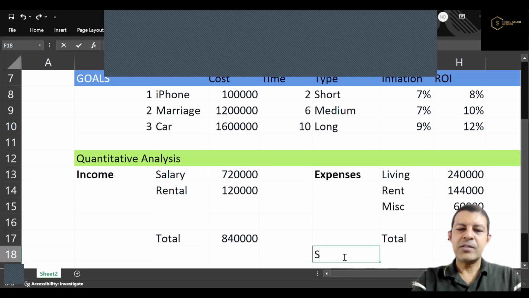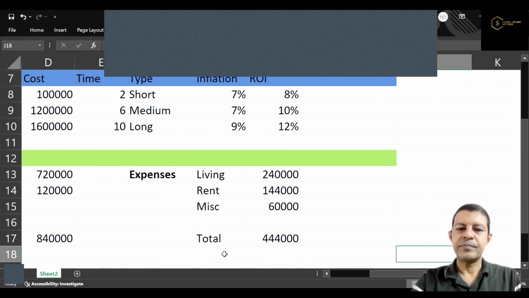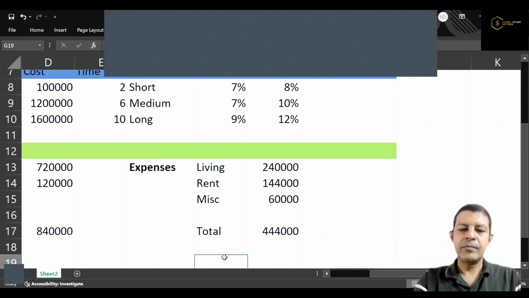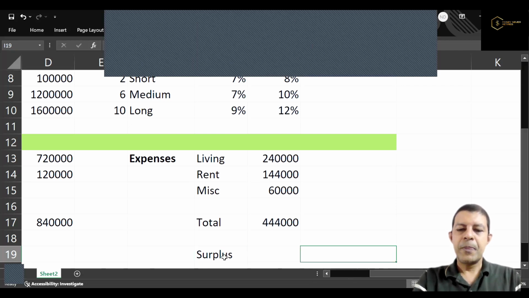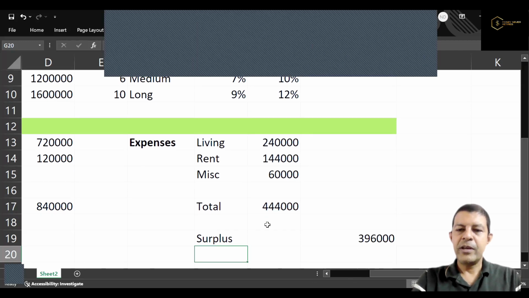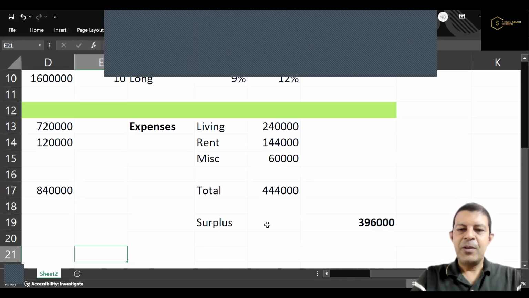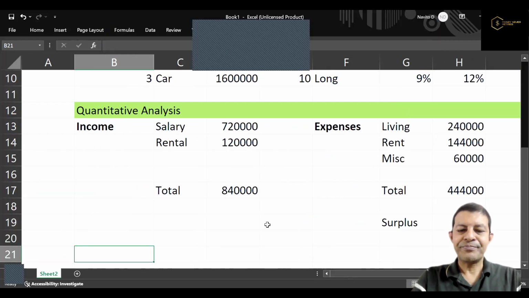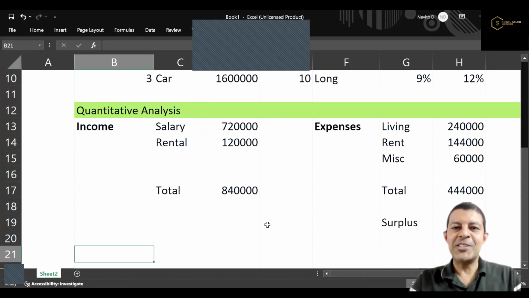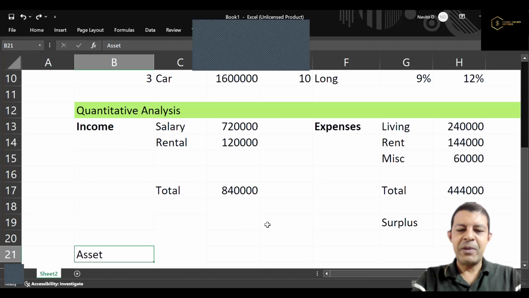So what is surplus? Let's have surplus here. This is income minus expense, obviously. 3,96,000 is Ramesh's surplus. So now let us look at his balance sheet. Let us see whether Ramesh has any assets and liabilities. So let's make the asset bifurcation.